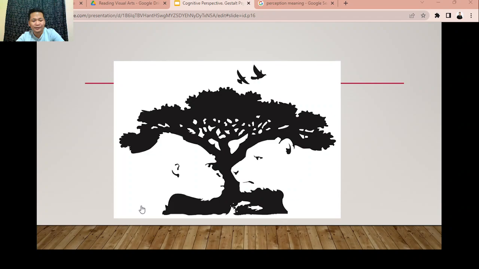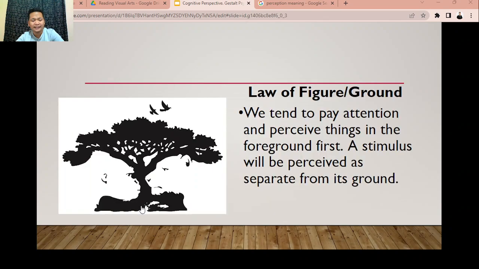Okay? We tend to pay attention and perceive things in the foreground. Pag sinabi nating foreground, yan yung focus, no? Ng, or yung object ng isang image or isang painting. Yung focus niya, usually at the center. Okay? Kabaliktaran ng background, di ba? Background yung nasa likod. Yung nasa harap, focus niya, it's the foreground. So we tend to focus on the foreground first. Okay? A stimulus will be perceived as separate from its ground.